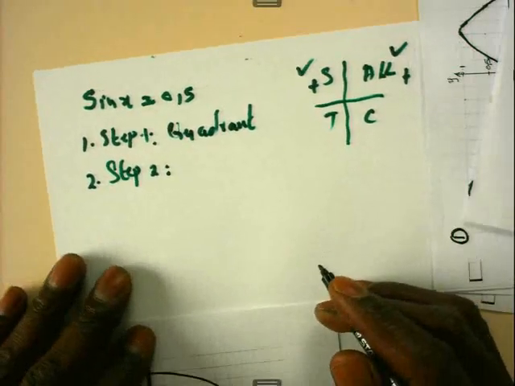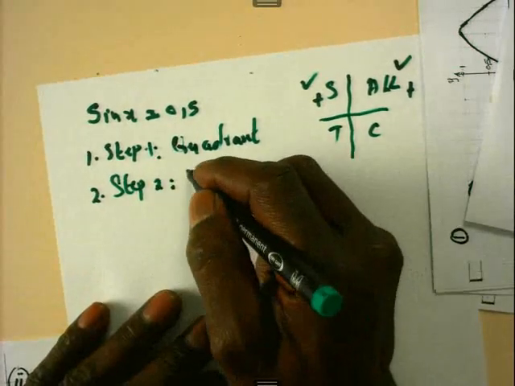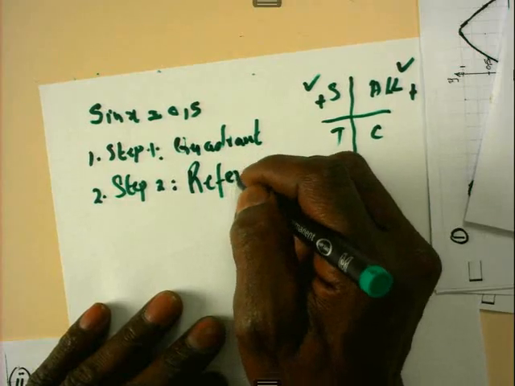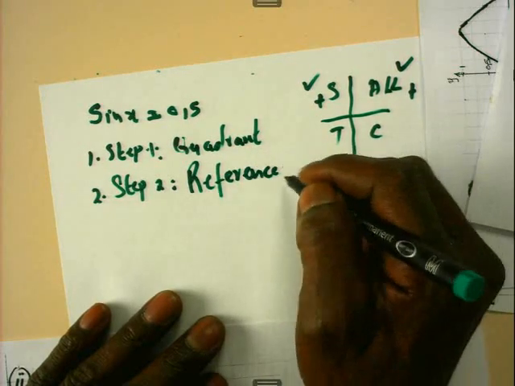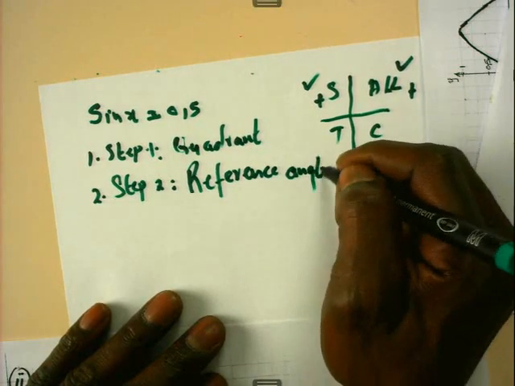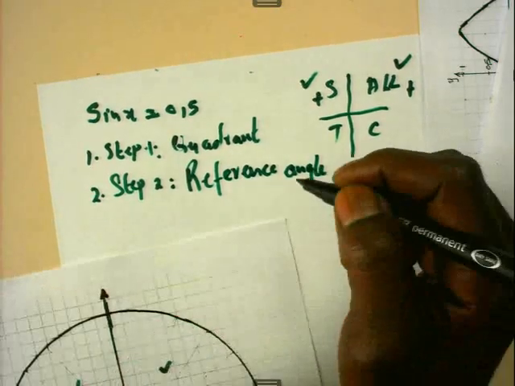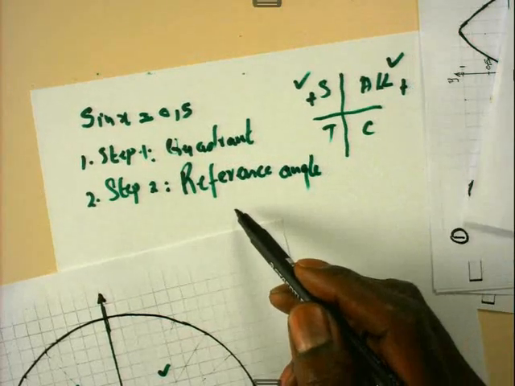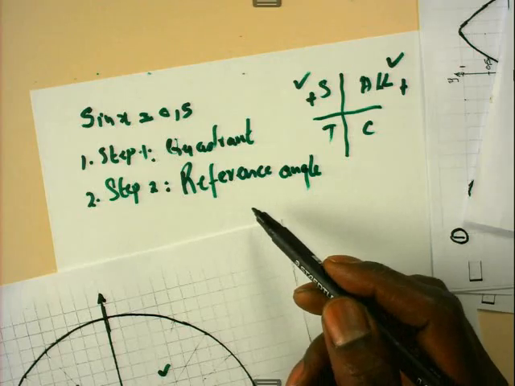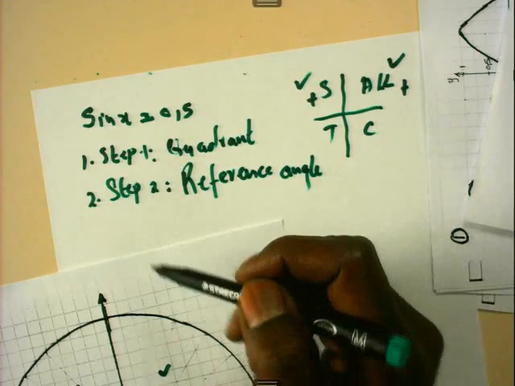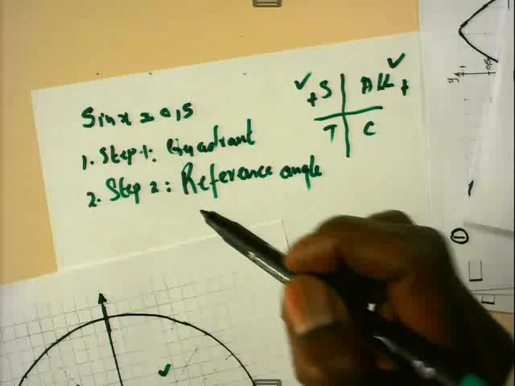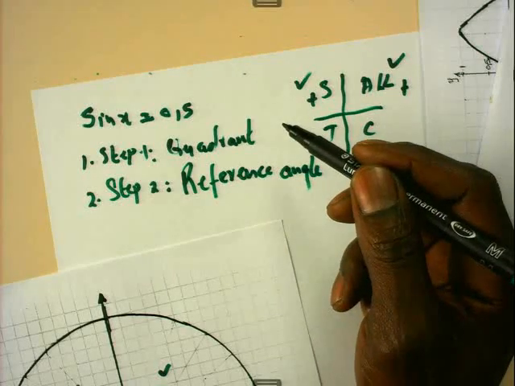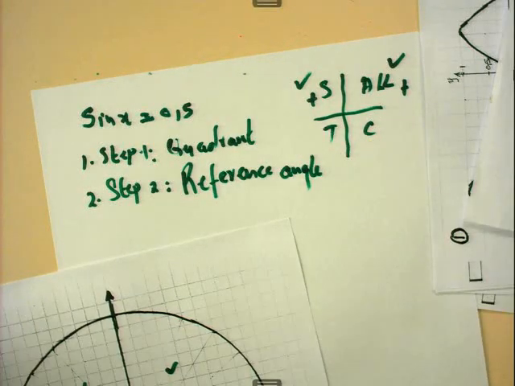Now, the second step, step two, we look for the reference angle. The word reference means we are going to refer to this angle to generate the solution for the equation sine x is equal to 0,5. And now, how do we find the general solution?